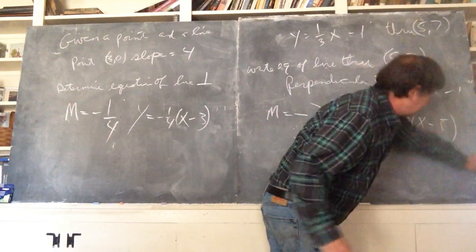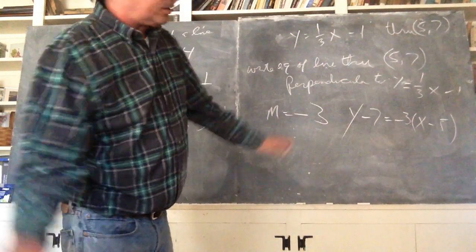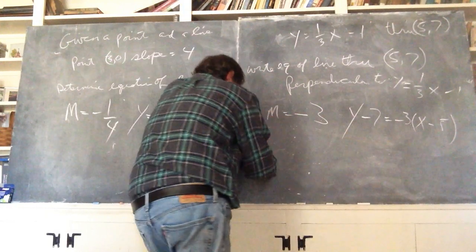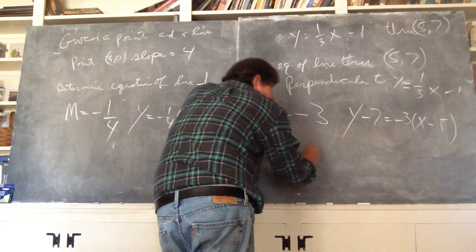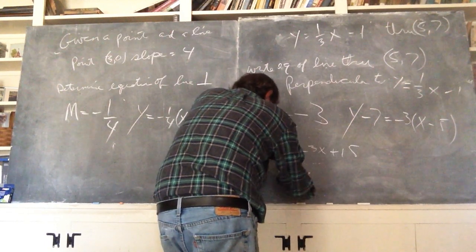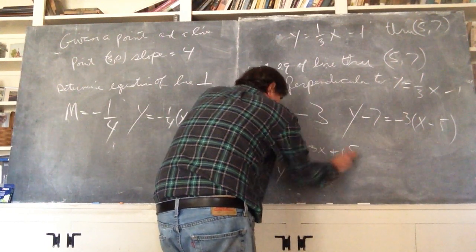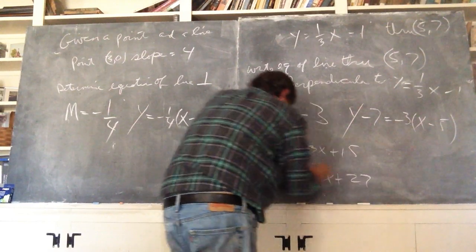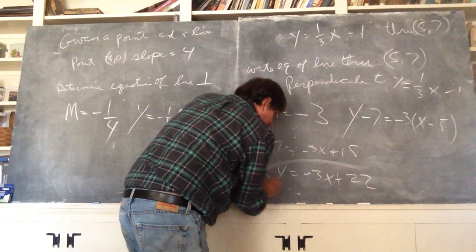And there it is. That's in point-slope form. Of course, we are trying to put everything in slope-intercept form. y minus 7 equals -3x plus 15. y equals -3x plus 22. Whoops, 22. There's that.